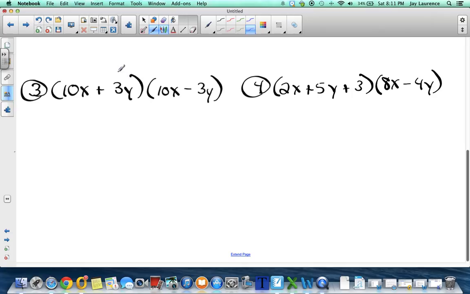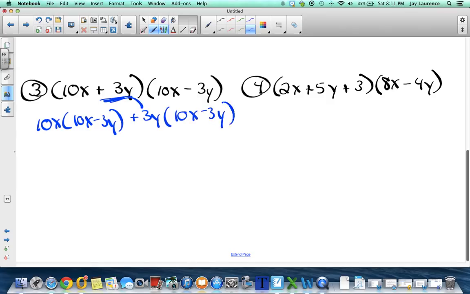All right, I'm going to do it by writing it out as two problems. 10x times the quantity of 10x minus 3y plus 3y. Notice that it's just right there, right? Okay, times the quantity of 10x minus 3y. All right, so I'm going to go ahead and distribute. And we'll do that, and we'll do that.